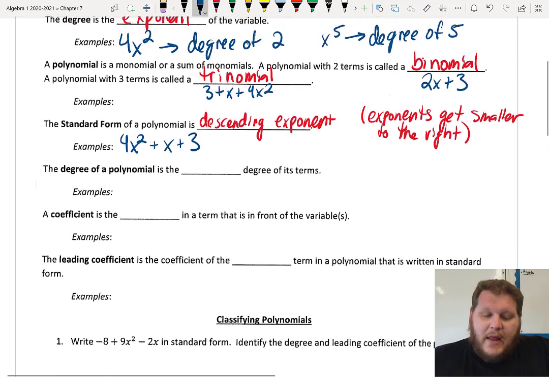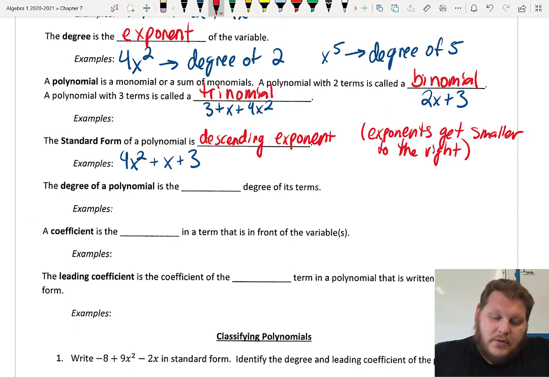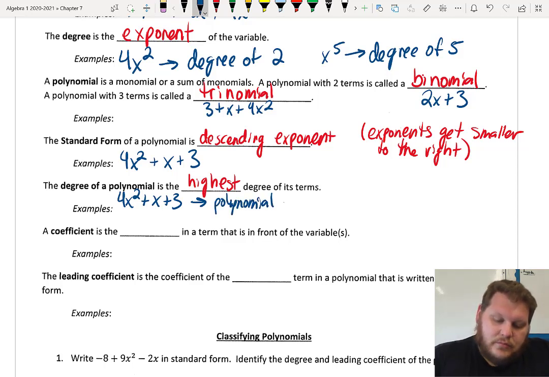The degree of the polynomial. So now this is a little bit different. Our degree of any individual term is just its exponent, but the degree of the polynomial is the highest, I can spell, is the highest degree of any of its terms. So in, again, this example of 4x squared plus x plus 3, the polynomial has a degree of 2.